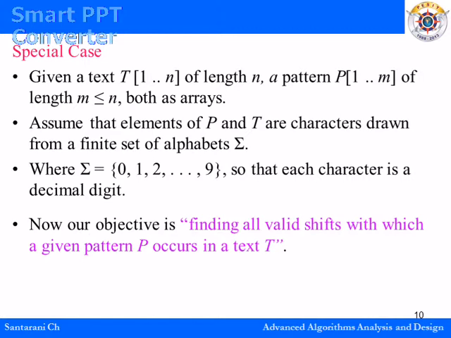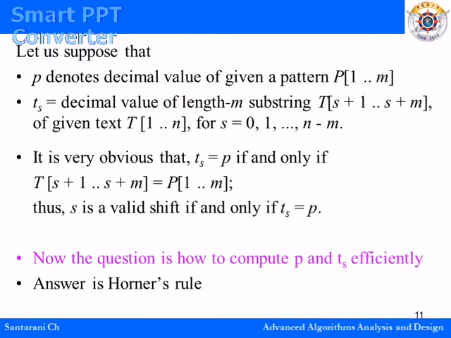So in this Rabin-Karp algorithm, the objective is finding all valid shifts with which a given pattern P occurs in a text T. Same objective. Here let us suppose that p denotes the decimal value of the given pattern P[1..m]. That is, for P[1..m], the specific characters denote a decimal value. Similarly, t_s denotes the decimal value of the length-m substring T[s+1..s+m] of the given text T[1..n] for s equal to 0 up to n minus m.